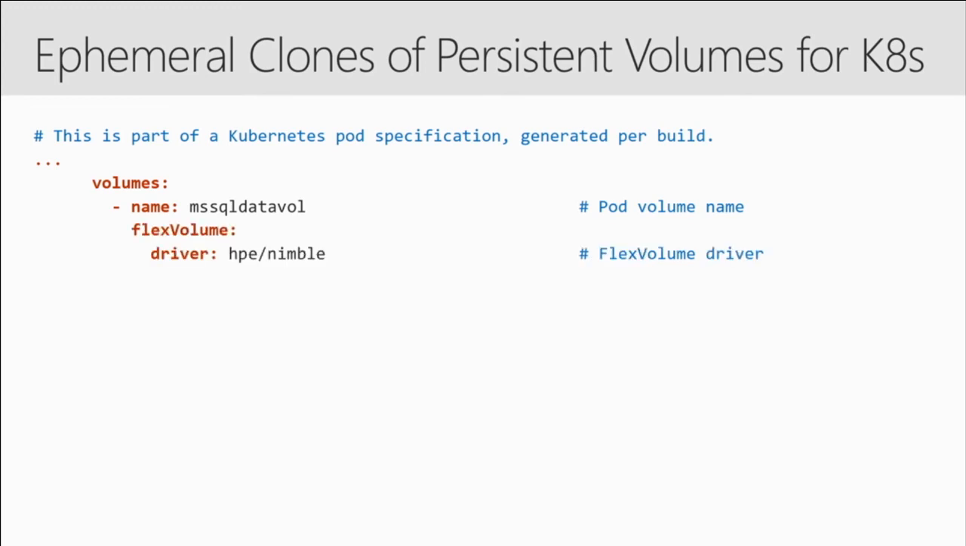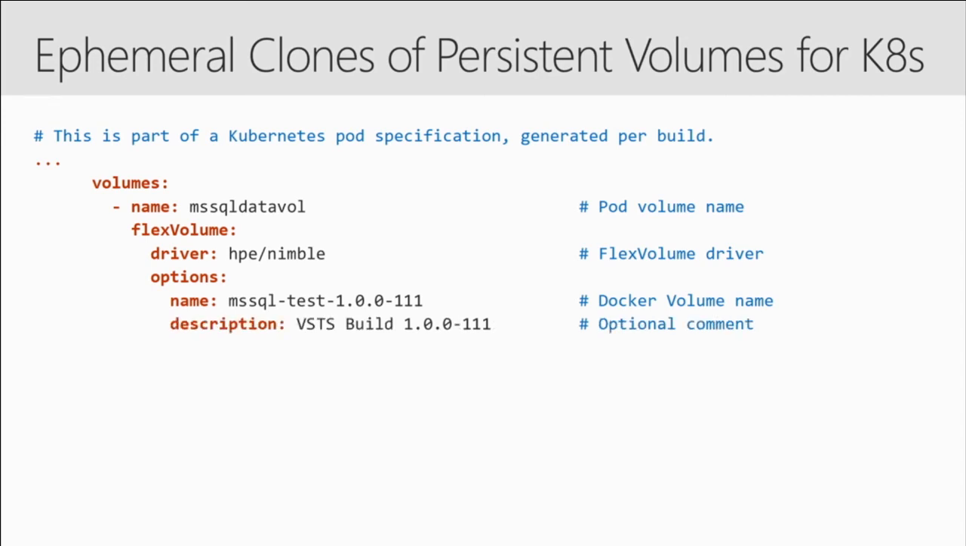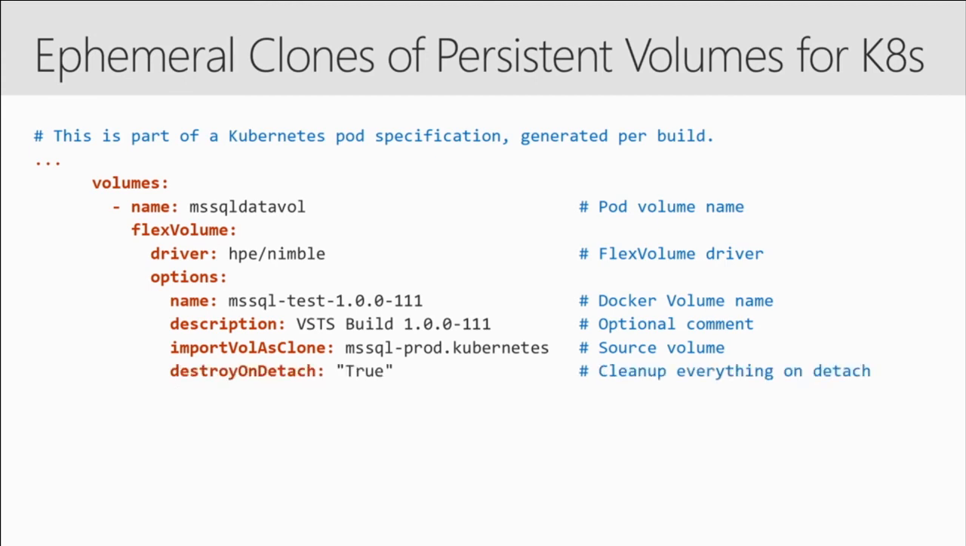We call our flex volume driver, HB/Nimble. If you're working with a different vendor, that will be different. And after that, you have a set of options that you specify. It's like, what Docker volume name do you want? You give it a short description. You can import the volume as a clone, for instance. If you're using this for CI/CD, once you're done with this workload, you can destroy it.